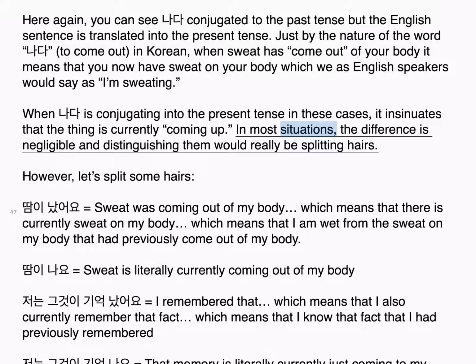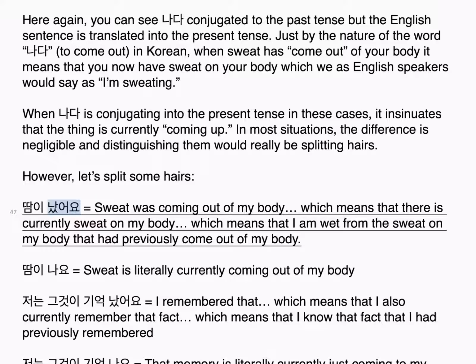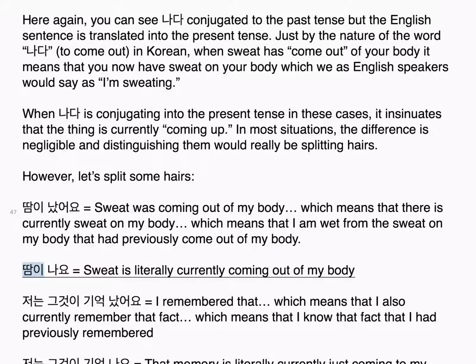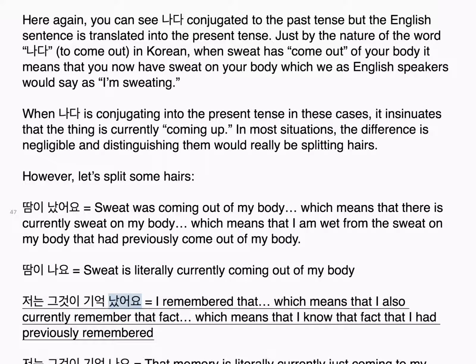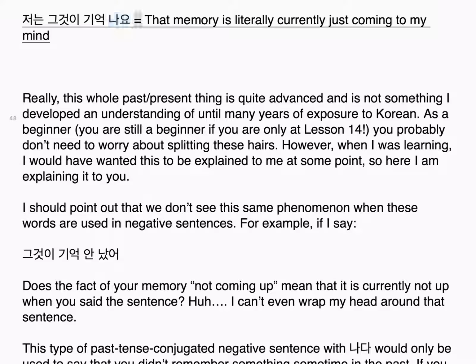In most situations, the difference is negligible and distinguishing them would really be splitting hairs. However, let's split some hairs. 땀이 났어요. Sweat was coming out of my body, which means that there is currently sweat on my body, which means that I am wet from the sweat on my body that had previously come out of my body. 땀이 나요. Sweat is literally currently coming out of my body. 저는 그것이 기억났어요. I remember that, which means that I also currently remember that fact, which means that I know that fact that I had previously remembered. 저는 그것이 기억나요. That memory is literally currently just coming to my mind.